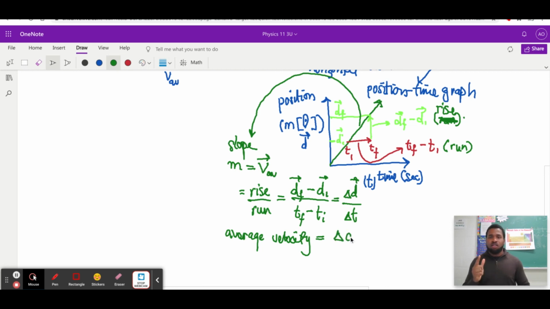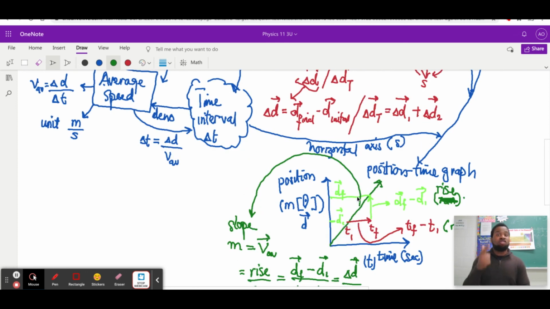So therefore, this is not only expressed as this, but also can be expressed as the final minus the initial, divided by t final minus t initial, or you can express these as a total displacement change divided by our specific time. And so therefore, we are able to explore average velocities through the slope of our position time graph.